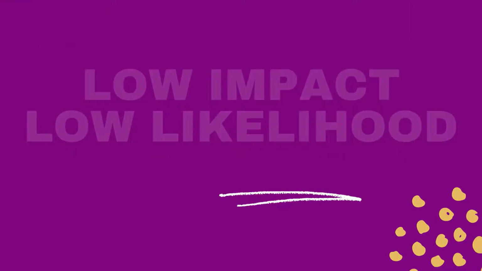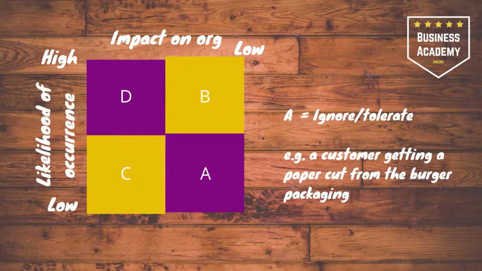So low impact, low likelihood. So this is A here. So we've got low impact, low likelihood. And all we need to do is ignore or tolerate this. We're not going to create any plans for this type of risk. For example, this will be something like a customer getting a paper cut from the burger packaging. It's very low risk, and if it happens, then they can probably live with their paper cut. So we don't need to necessarily have any plans in place to deal with this.